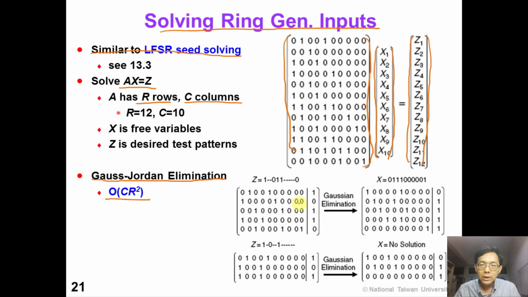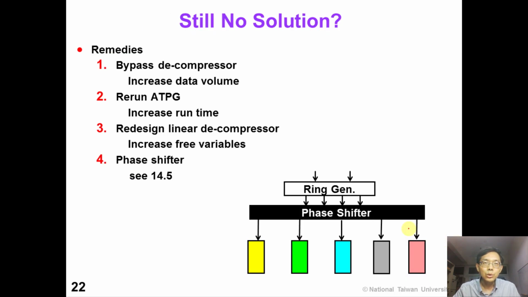The picture shows 2 examples of solving a linear equation system using Gauss-Jordan elimination. Sometimes we are lucky, we can find a solution successfully, but sometimes we are not so lucky, we cannot find the solution. So what can we do if we find no solution to the ring generator? We have several remedies. First, we can bypass the decompressor. We directly apply the test pattern.